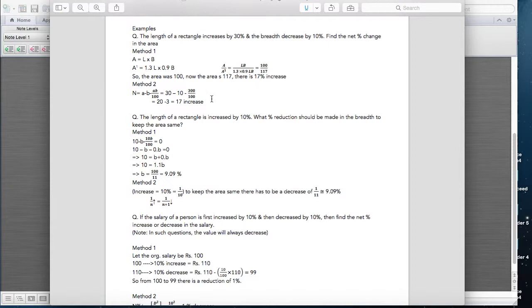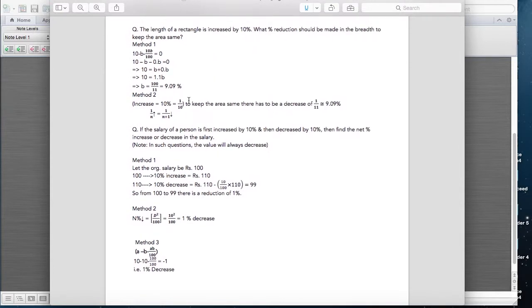Another method to solve such questions is, if there is an increase of 30% and then a decrease of 10%, use A minus B minus AB upon 100. 30% increase, 10% decrease. 30 into 10 is 300 upon 100. The answer is 17. Plus means increase. So there is an increase of 17%.